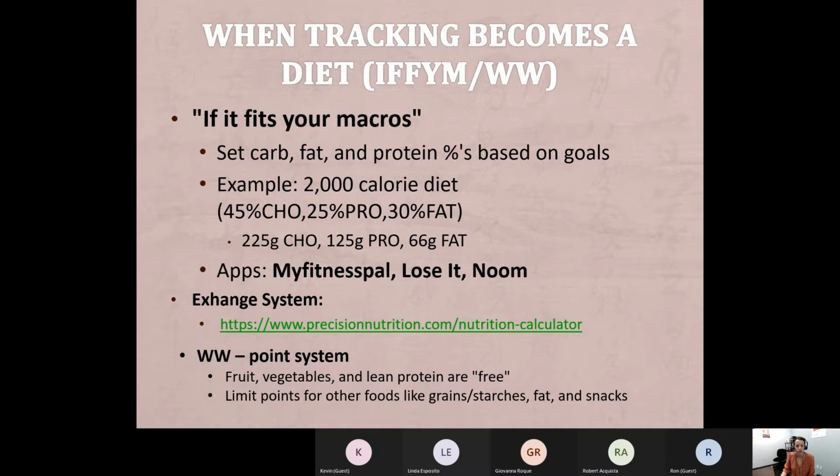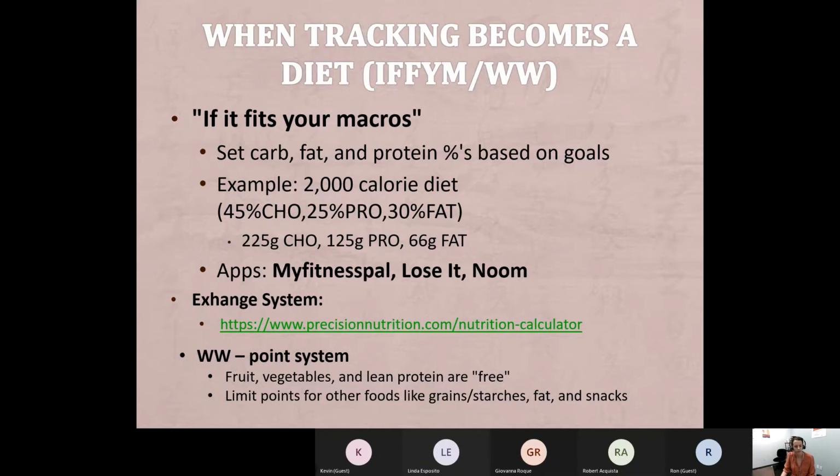So we may have you journal if you are a patient of ours, but it might be in different forms. So there is a concept of when tracking does become a diet, and it's called if it fits your macros. Essentially, this is when you are giving yourself a set fat, carb, and protein percent based on your goals, and you're following that to a T. So if you set your MyFitnessPal to 2,000 calories a day, 45% carb, 25% protein, 30% fat, you are technically following a diet. But for some people, they can use that as a tool to try for, but not every day is perfect. So some apps are MyFitnessPal, Lose It, Noom, Chronometer. There are some websites that will help you as well.